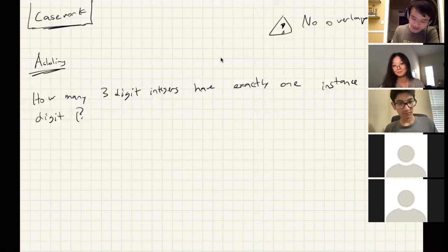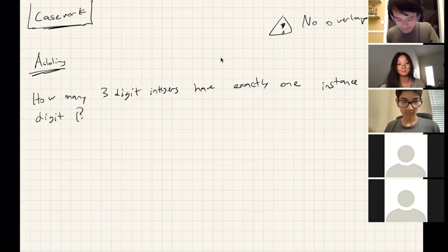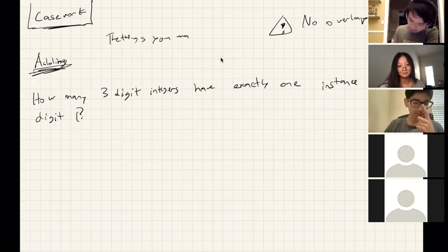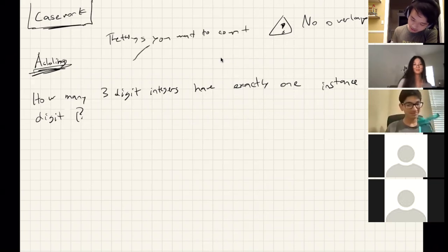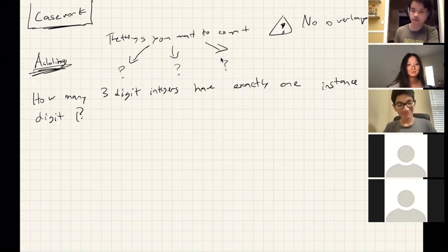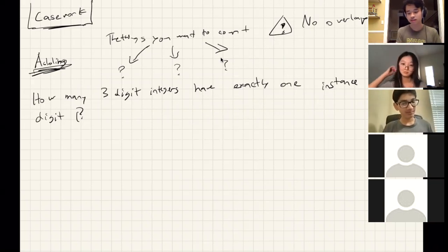So now on to everyone's least favorite counting technique, which is casework. So casework is all about adding. So what you do is you split the things you want to count into several other subsets, I guess, that turn out to be a little bit easier to count, right?